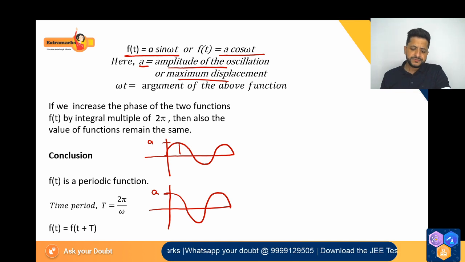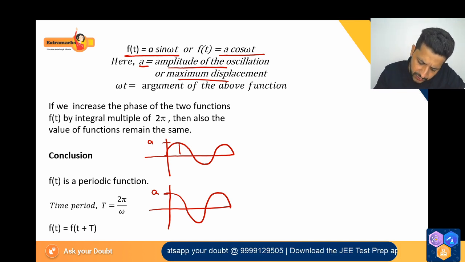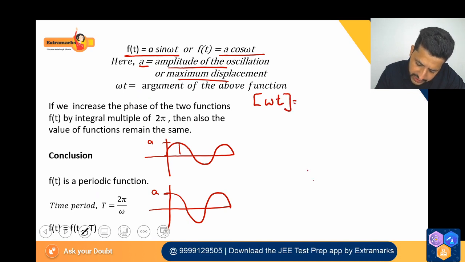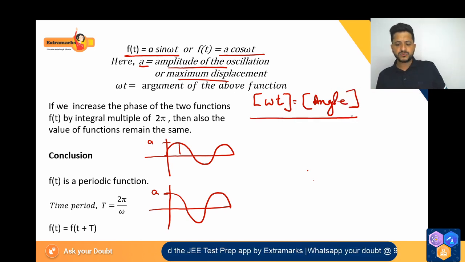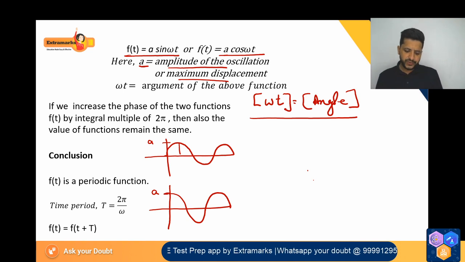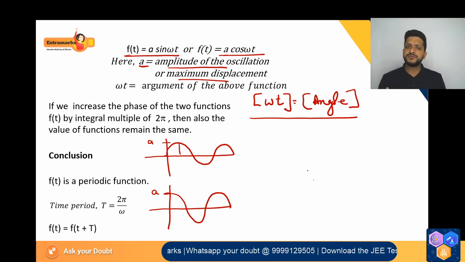What will be the dimension of omega t? Angular frequency into time. This will have the same dimension as angle. So this omega t angle is called the argument of this function. Now we know this is a periodic function, correct? Sin theta is a periodic function, cos theta is a periodic function. Can you find the time period?